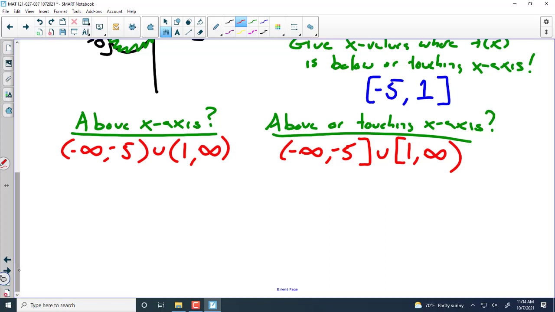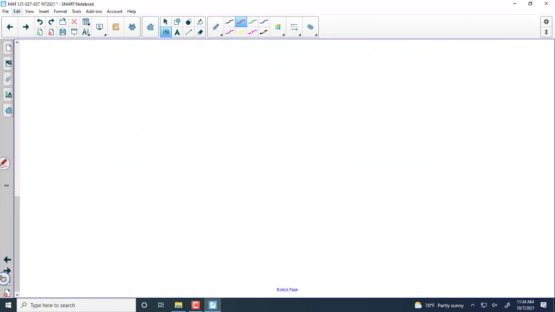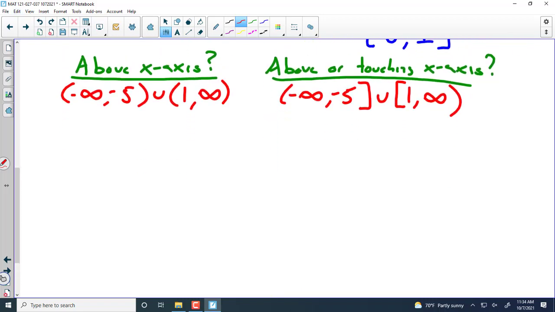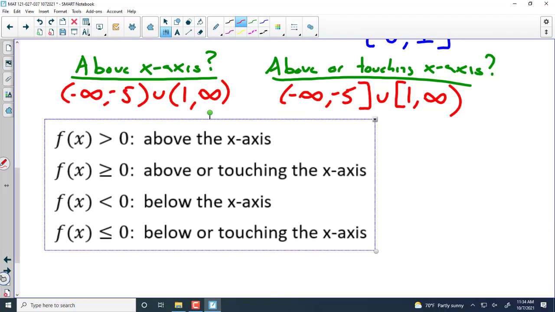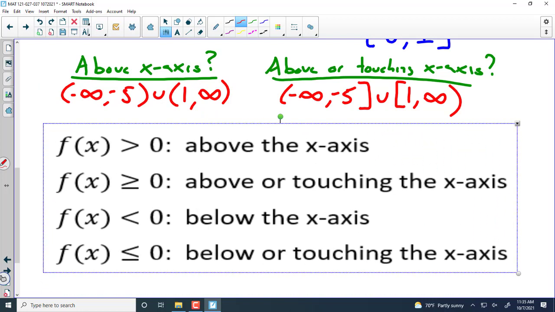Yes. So I made this little thing before class. I thought it might help. So if they're asking you where your function is greater than 0, that means above. If they're saying greater than or equal to, that means above or touching. If they say less than 0, that means below the x-axis. If they say less than or equal to 0, then it's below or touching the x-axis. So those are the inequalities you want to look out for, and that tells you in words what those inequalities mean. And we're going to give all of our answers in interval notation.